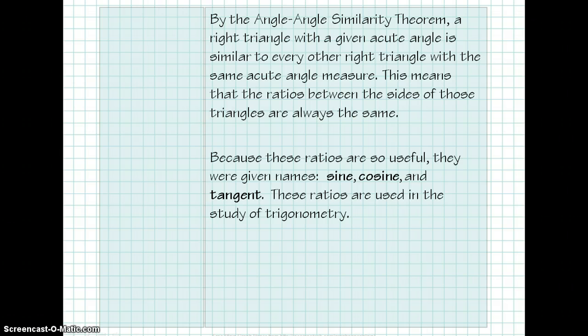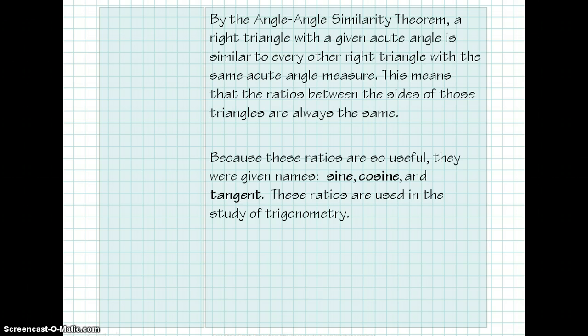By angle-angle similarity, any right triangle with a given acute angle is similar to any other right triangle with that same acute angle. And so the ratios between the sides are proportional. Some bright person thought that these can be very useful for us to solve problems with, and so there are some generally agreed upon ratios that we use in what's called trigonometry. These three ratios are sine, cosine, and tangent.